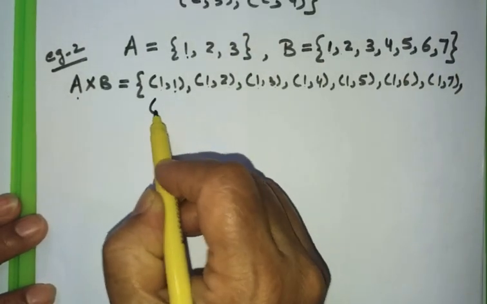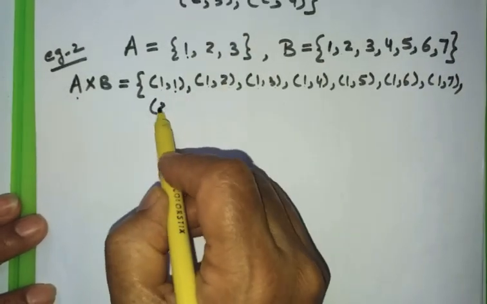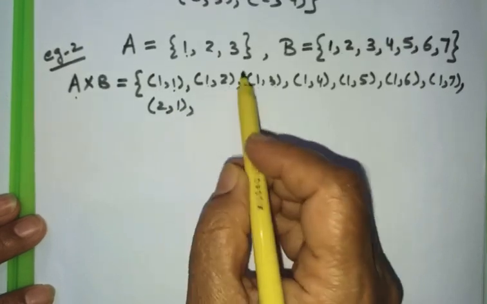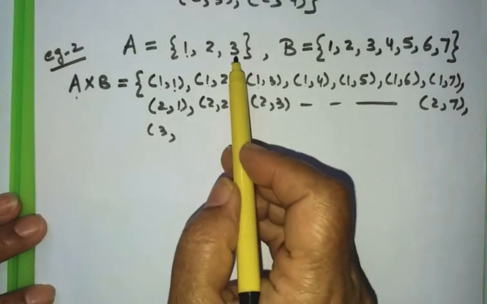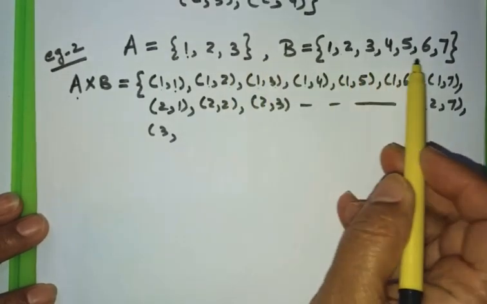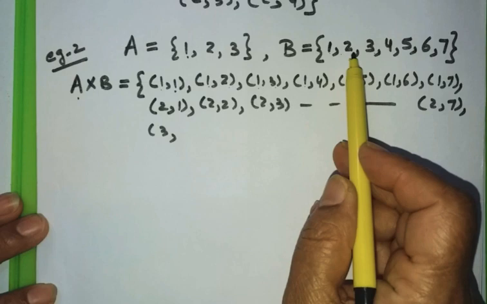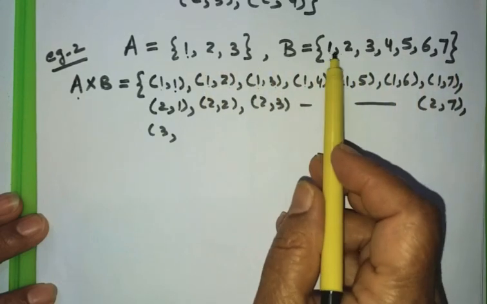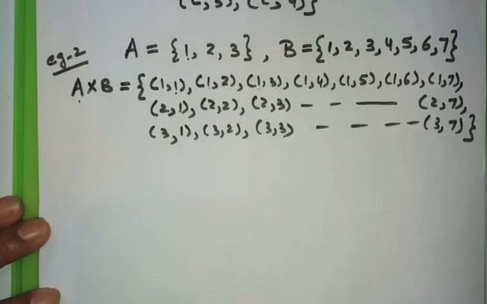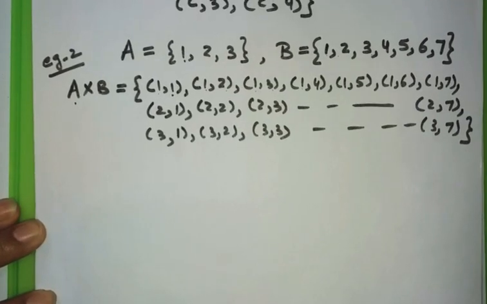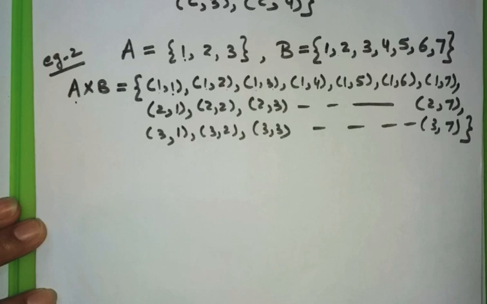Similarly, we can pair up the next element 2 with all the elements 1 to 7. The third element 3 can also be paired up with every element from 1 to 7 of B. So we get (3, 1), (3, 2), (3, 3), (3, 4), (3, 5), (3, 6), (3, 7). You can see that we have written the Cartesian product of the set A with the set B.